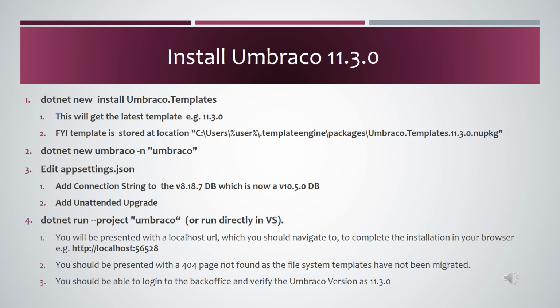We edit the appsettings.json, same edit as before, so that we point our version 11 upgrade at the version 8 database, which has now been upgraded to version 10.5.0, and mark it for unattended upgrade. We then run the project. As before, we'll get a localhost 404 page not found. We'll be able to go to slash Umbraco, log into the back office and verify that Umbraco is at version 11.3.0.